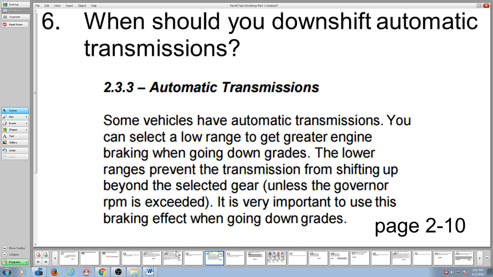So yeah, when going down grades. Not as important when you're going around a curve because you have more control over that aspect in a sense. But going down grades, especially some of these really steep ones, especially if you're in the mountains, you'll encounter some real steep downgrades, and you're going to want to make sure that your truck's not going to push the speed limit too much, because you really can't rely on your brakes the full time.